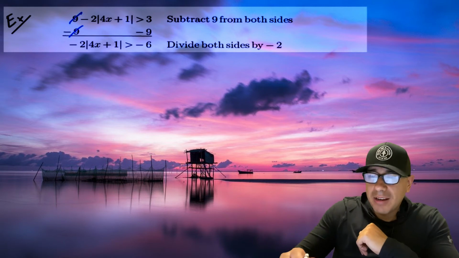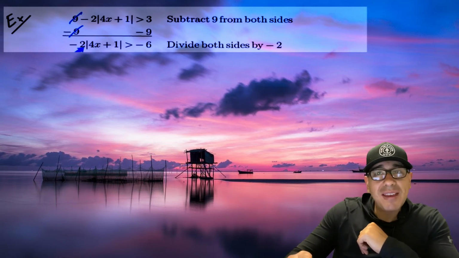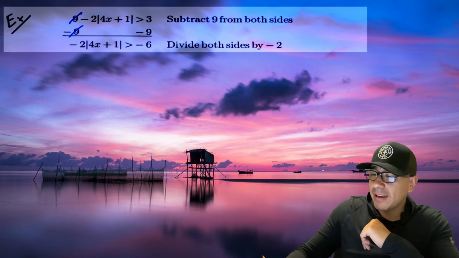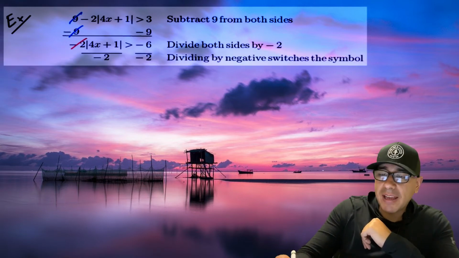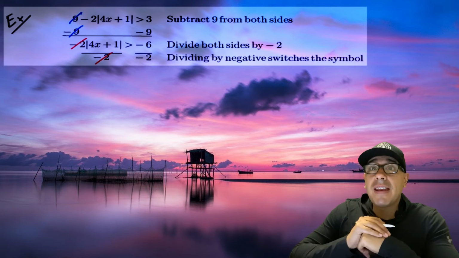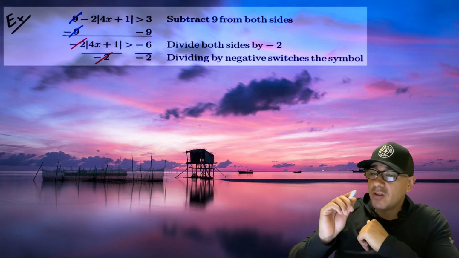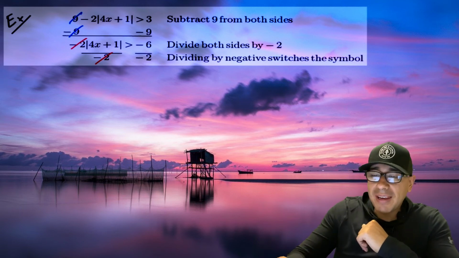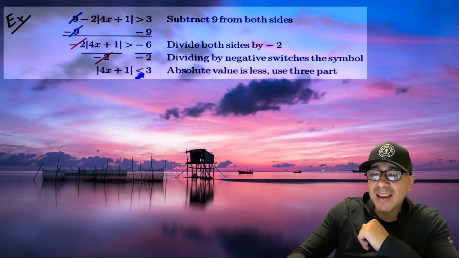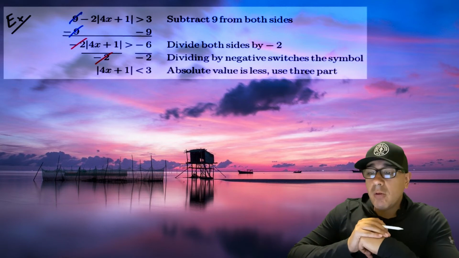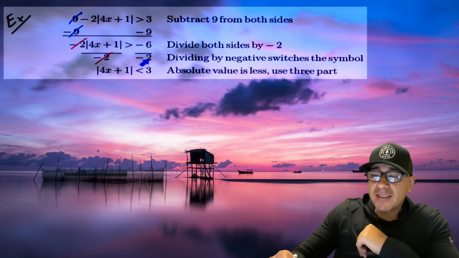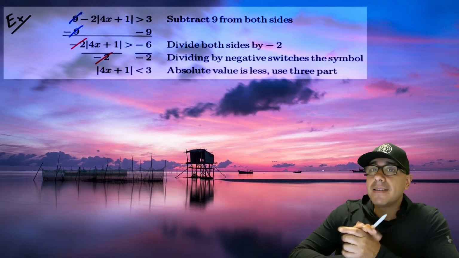And our inequality is still not by itself. We have that negative 2 that's sitting out in front. So we're gonna go ahead and divide both sides by negative 2 to get rid of that negative 2. All right, once again, you divided by a negative, so don't forget, when you divide by that negative, you gotta change that sign of the inequality. All right, so negative 6 divided by negative 2 gives us that positive 3. And now our absolute value is isolated.